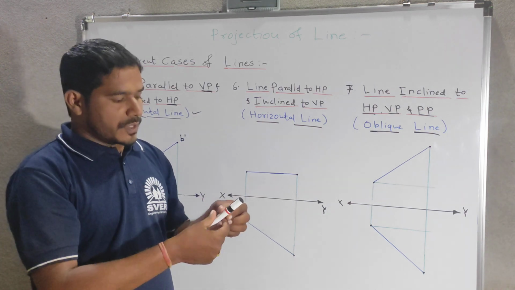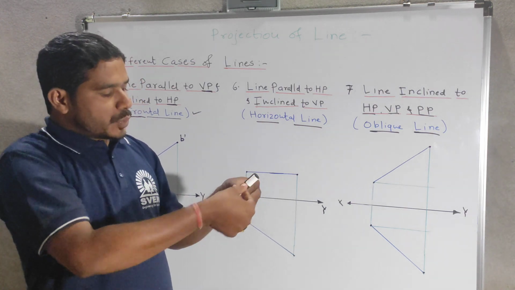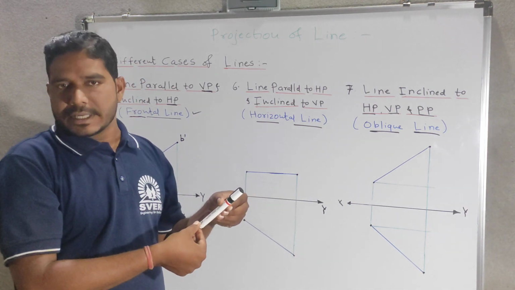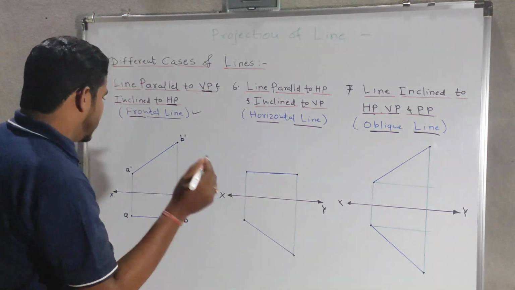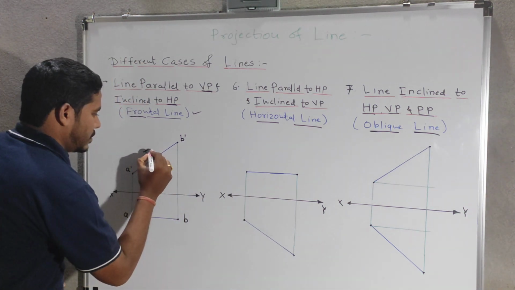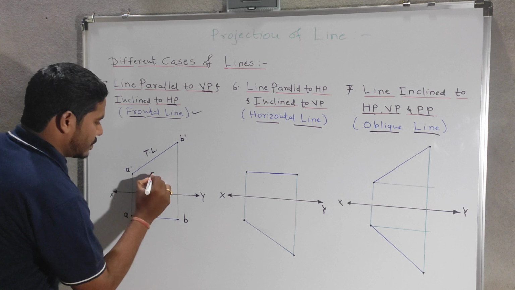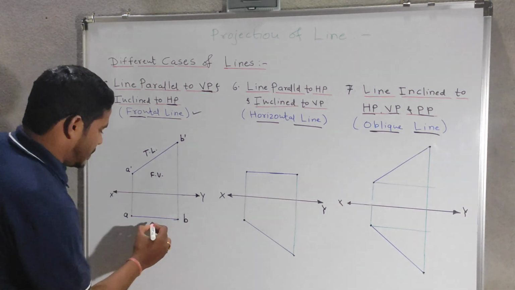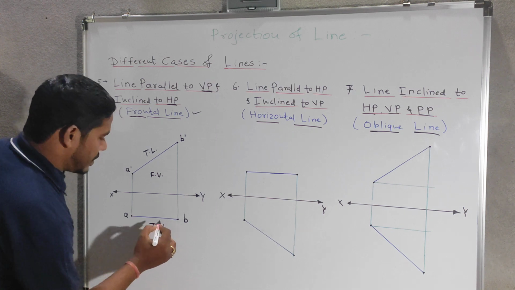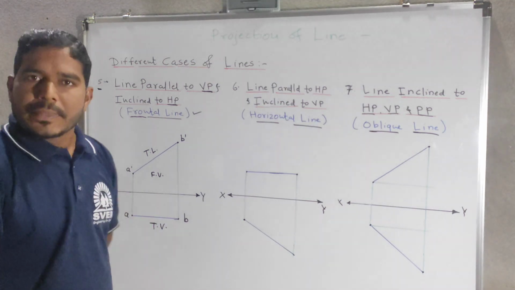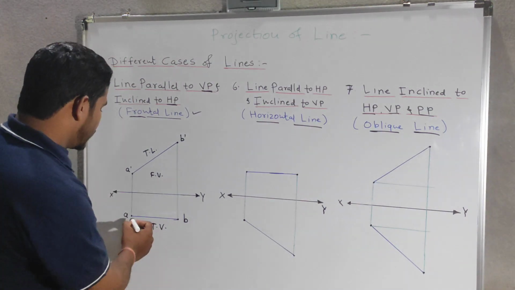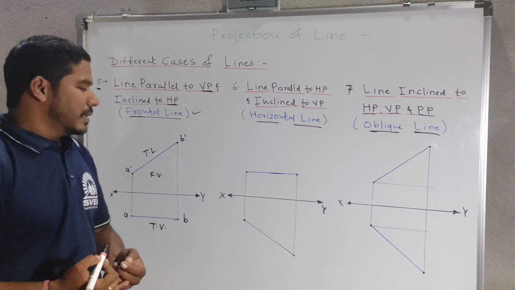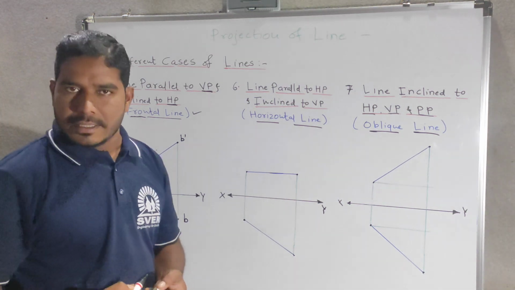If you observe from the front side, you will get the true length of this line. So the front view gives the true length, and the top view, which is parallel to the XY, gives the apparent length of the line AB.